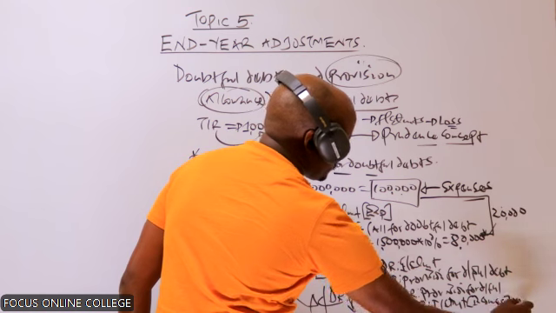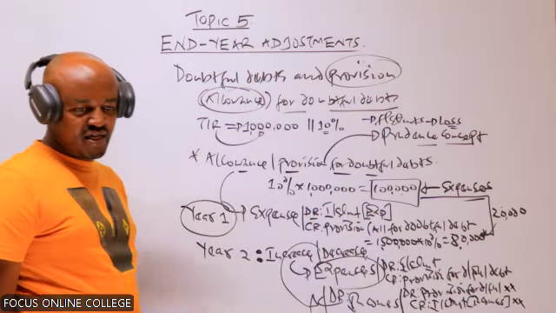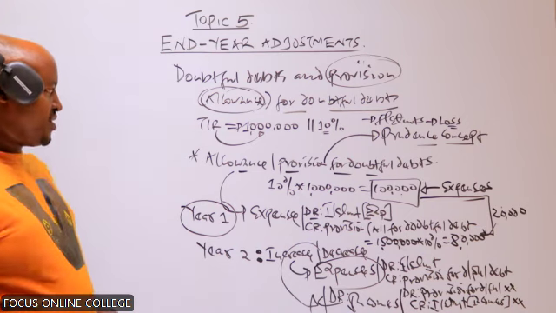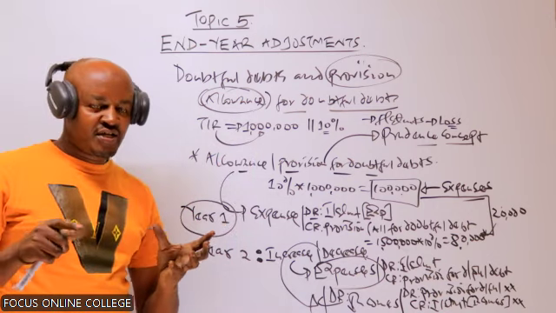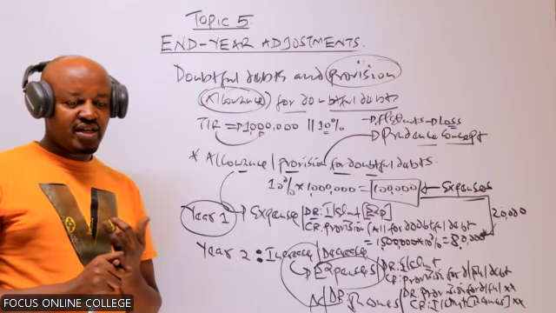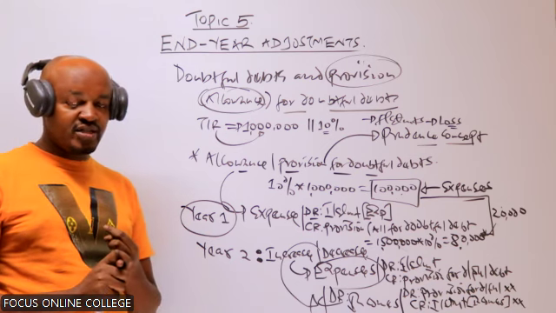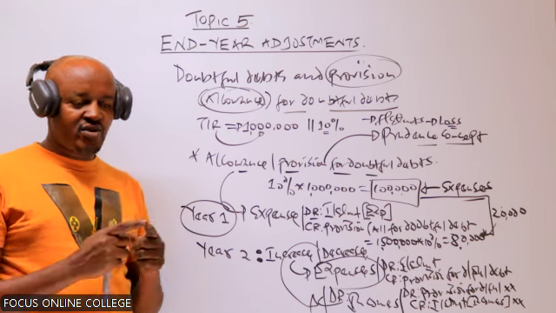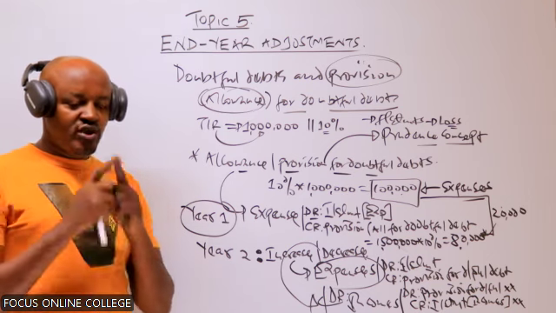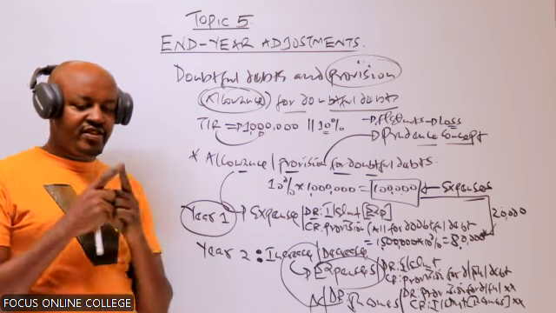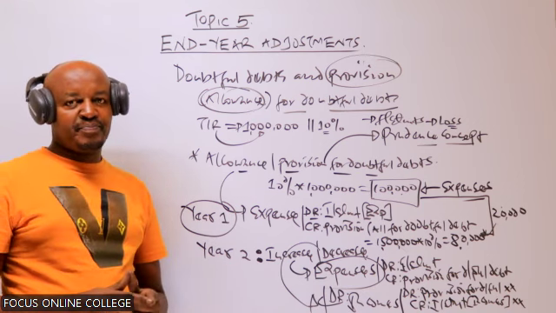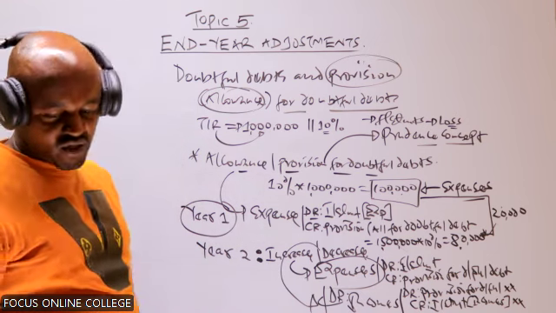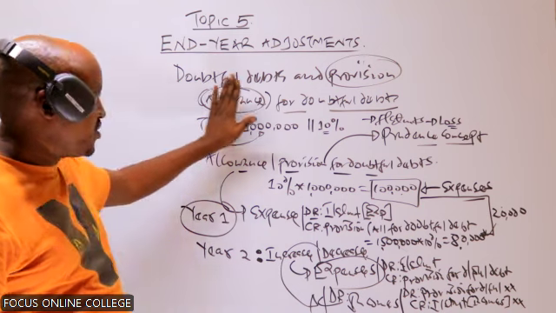Is credited with all what? With all incomes. So what is important for you to note is that once a provision has been created, we account for it as an expense. We debit the income statement and we credit the provision for doubtful debt. Then in the following year, what we account for is the increase or decrease. If it is an increase, it is an expense. If it is a decrease, it is what? An income. That's basically what you need to know as far as the provision for doubtful debt is concerned.